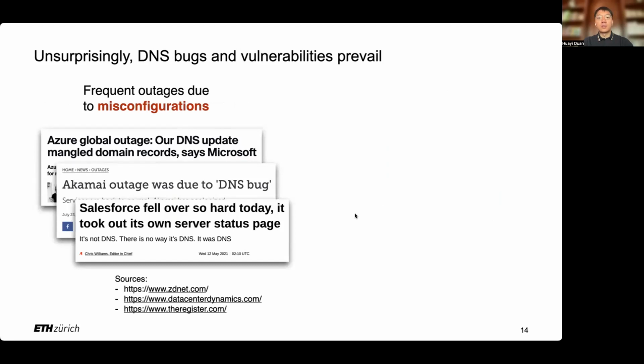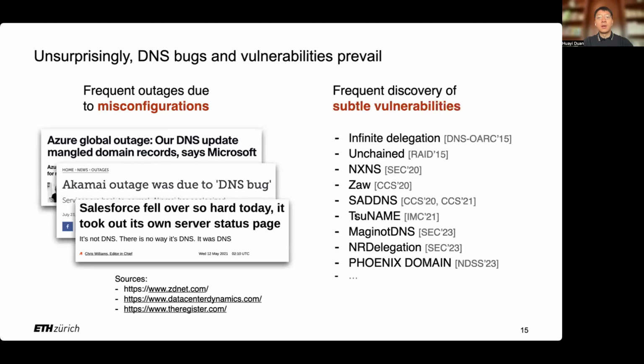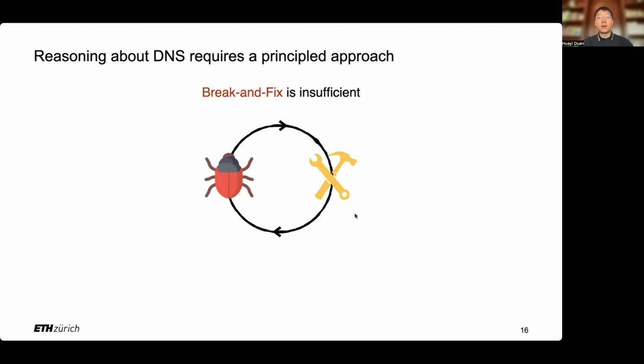There are frequent outages caused by minor misconfigurations, like this example shows. What's even more concerning is that a flurry of DNS vulnerabilities were discovered recently. They can break the system in really subtle ways. In fact, many DNS bugs are detected only during runtime, and many vulnerabilities are found by ad hoc analysis, sometimes even by chance. We argue that this break-and-fix cycle is not ideal.